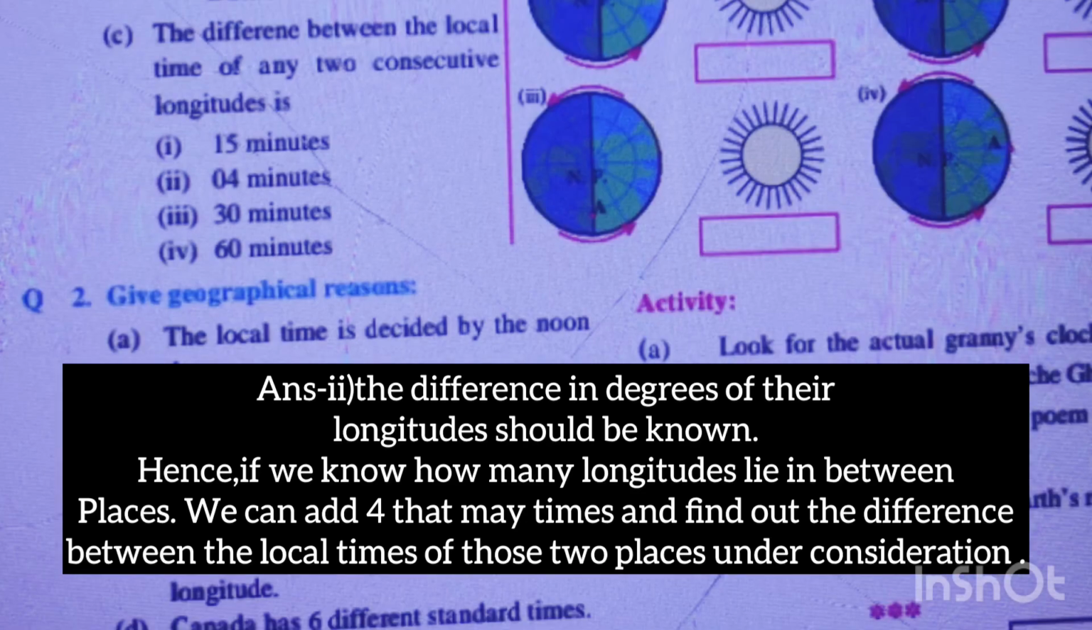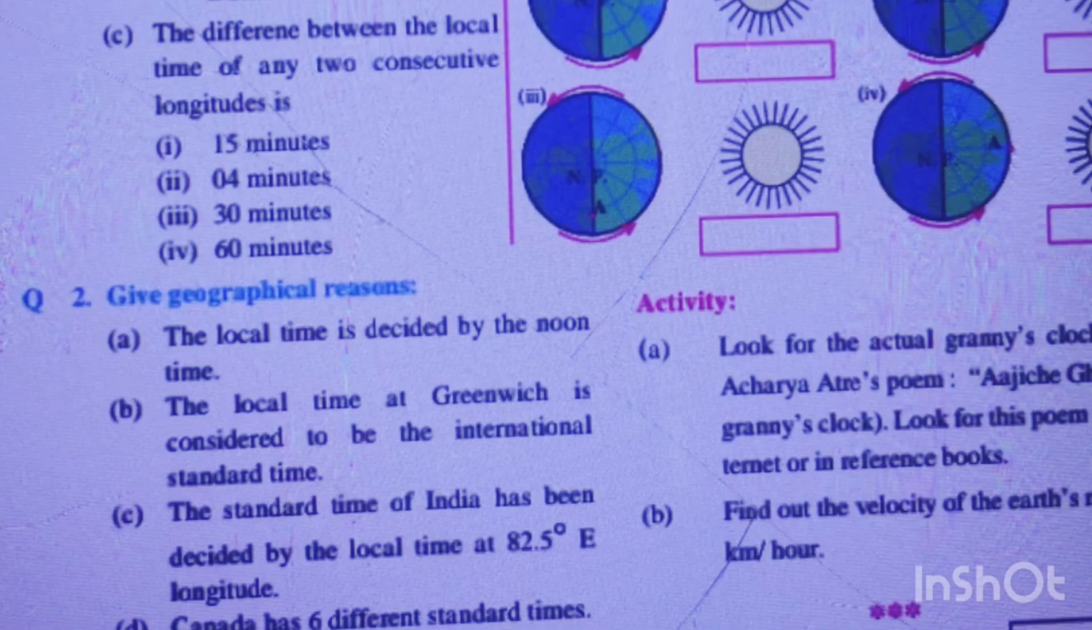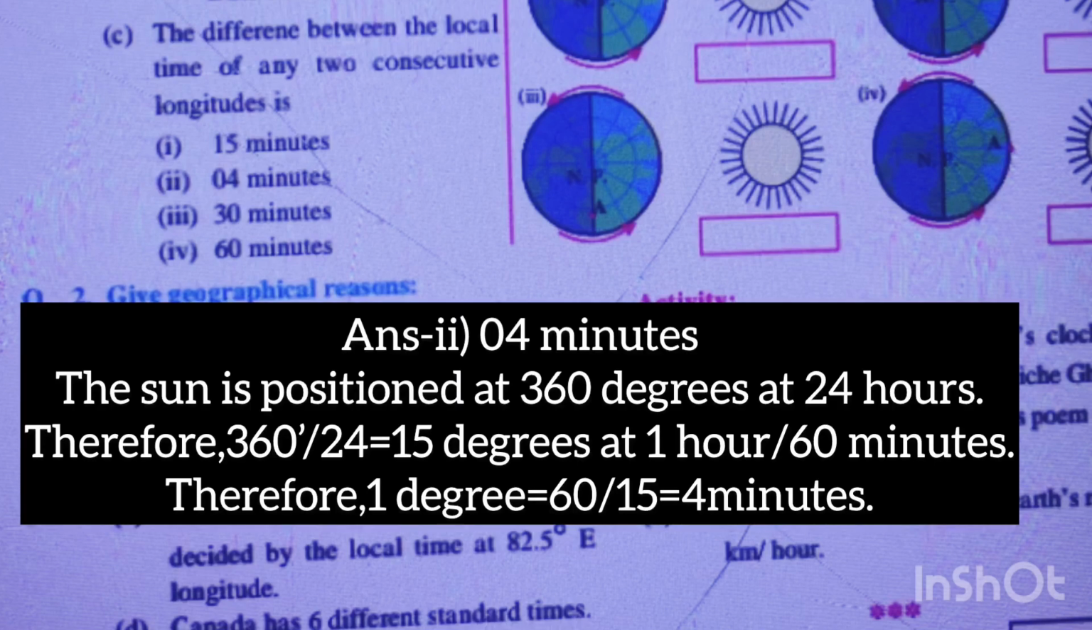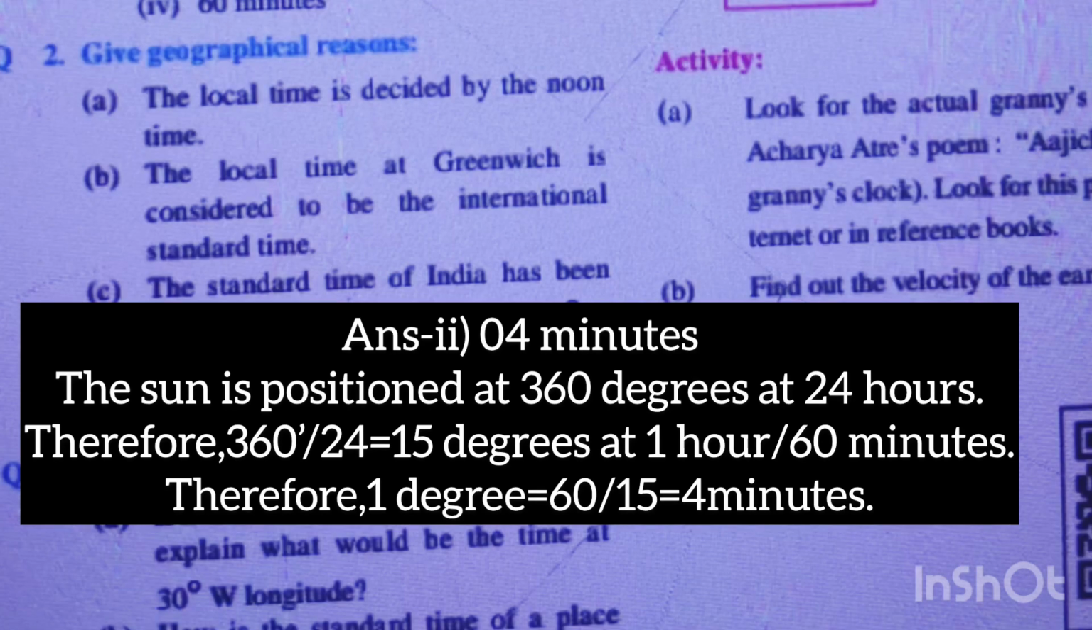Now see the third one. The difference between the local time of any two consecutive longitudes is, the answer will be second one, 4 minutes. The sun is positioned at 360 degrees at 24 hours. Therefore, 360 degrees by 24 is equal to 15 degrees in 1 hour, which is 60 minutes. Therefore, 1 degree is equal to 60 by 15, which is equal to 4 minutes.